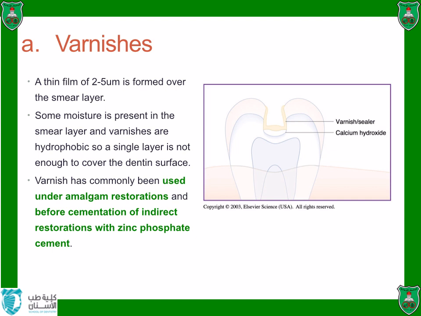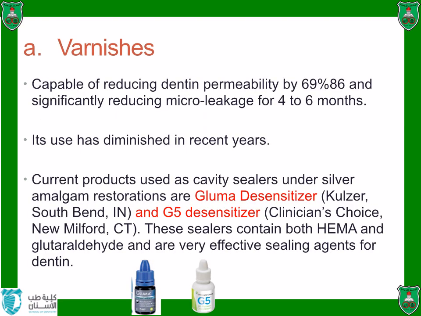However, it's used to fill the gap at the amalgam-tooth interface until corrosion products form from the amalgam. Those corrosion products will take the space created by the varnishes, and they will make a better seal than the varnish itself. Now, those materials are capable of reducing dentine permeability and decreasing microleakage for up to 4 to 6 months. And by this time, corrosion products will take over the protective role from varnishes.